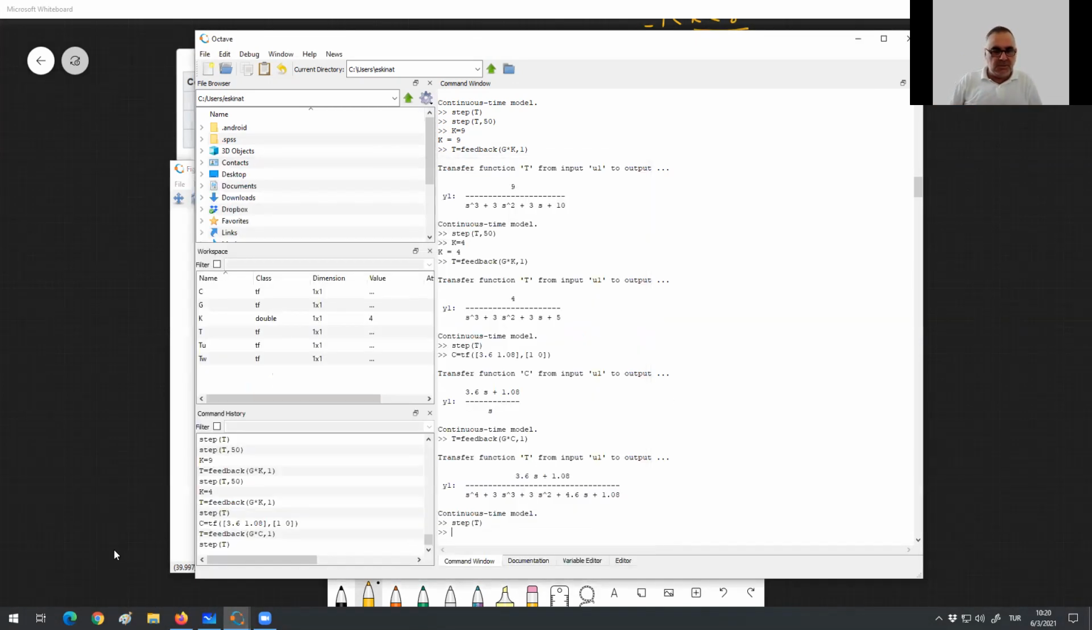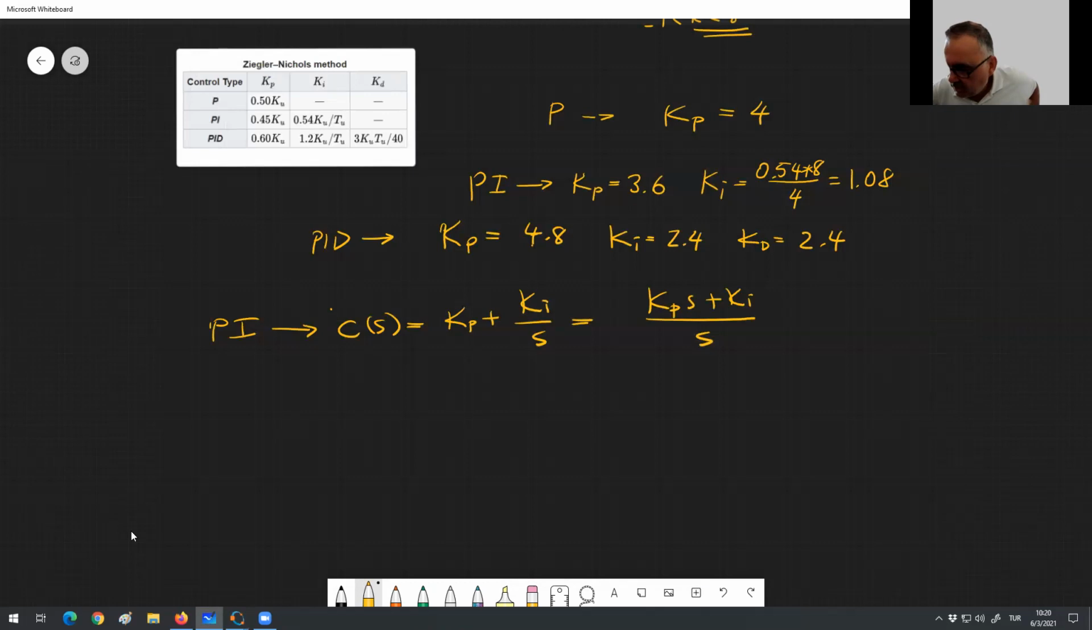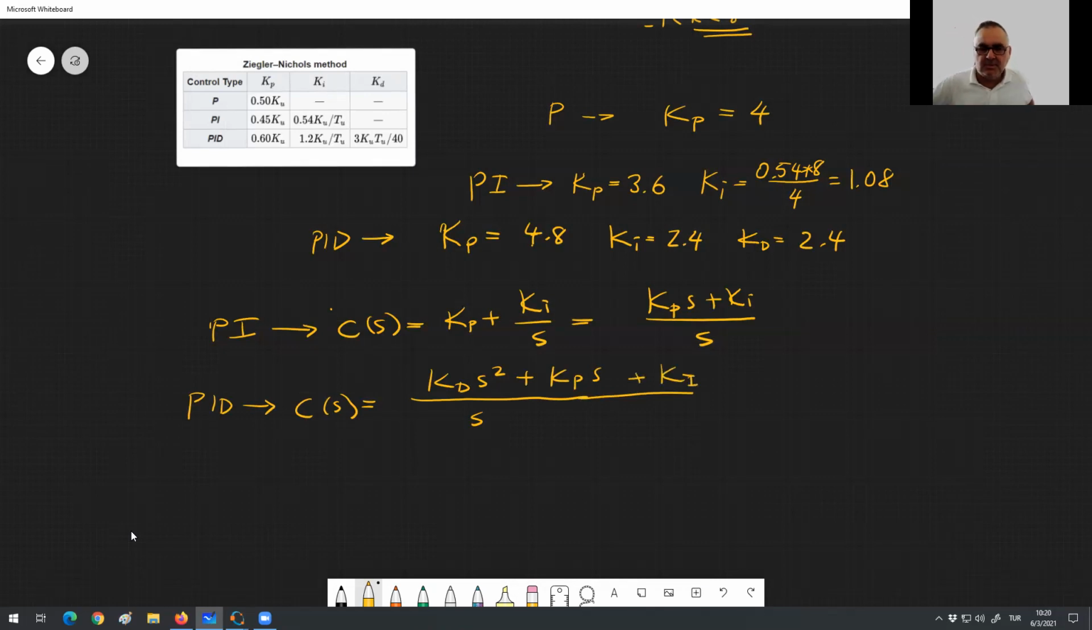So we go to PID control. PID adds damping. D term adds damping. PID control is C of S equals, if you do it, you will get something like this: KD S squared plus KP S plus KI, I think. Okay. So I will enter these parameters, and these parameters are here: 4.8, 2.4, 2.4. So it will be 2.4, 4.8, 2.4.